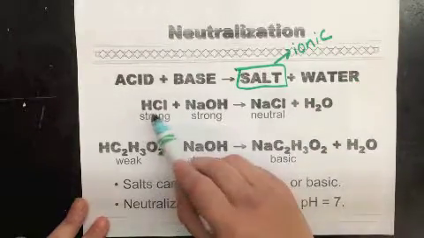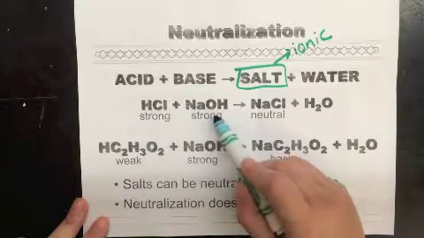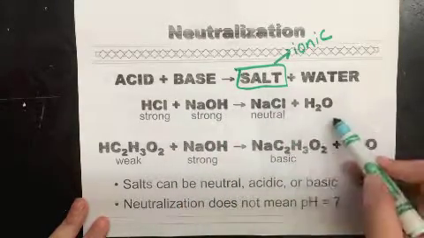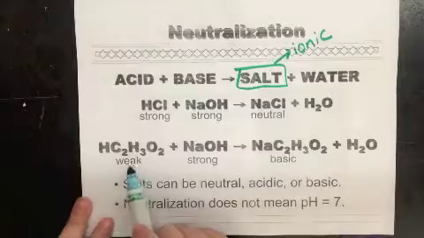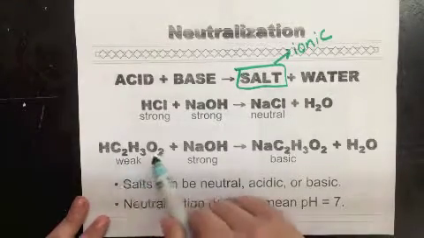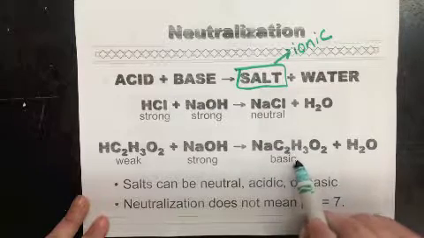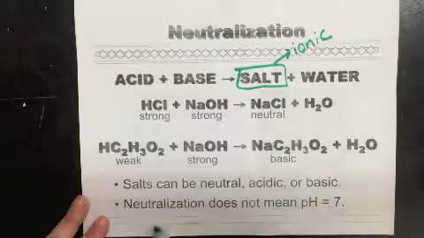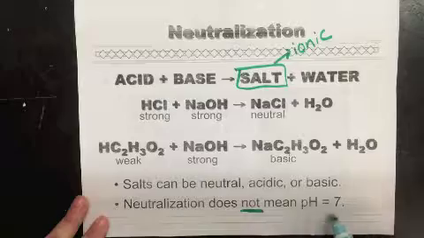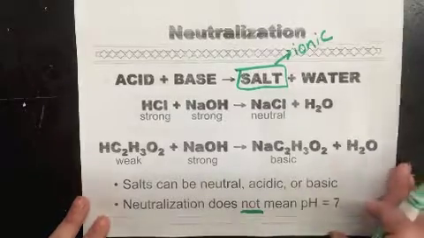So for example, HCl, when it reacts with NaOH, you're going to form NaCl plus water. Another example, this is simply vinegar plus sodium hydroxide will produce sodium acetate and water. Neutralization does not mean the pH is equal to 7.